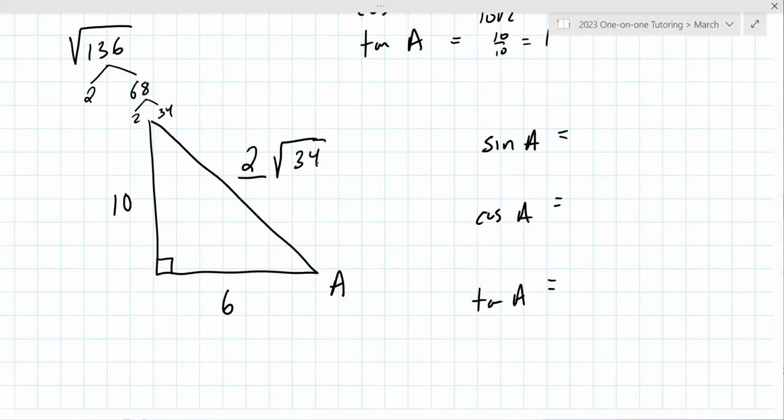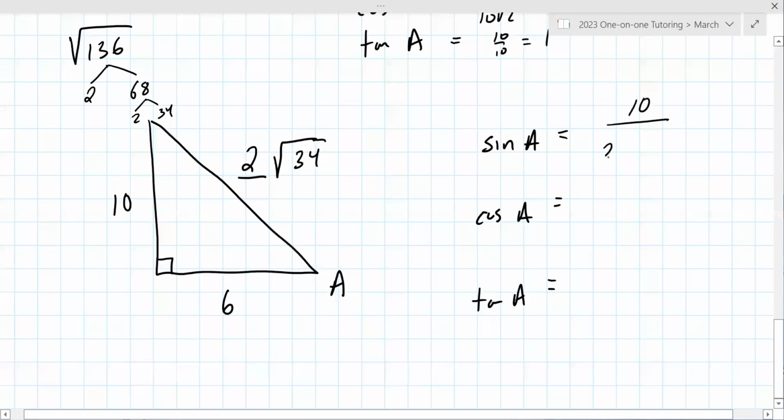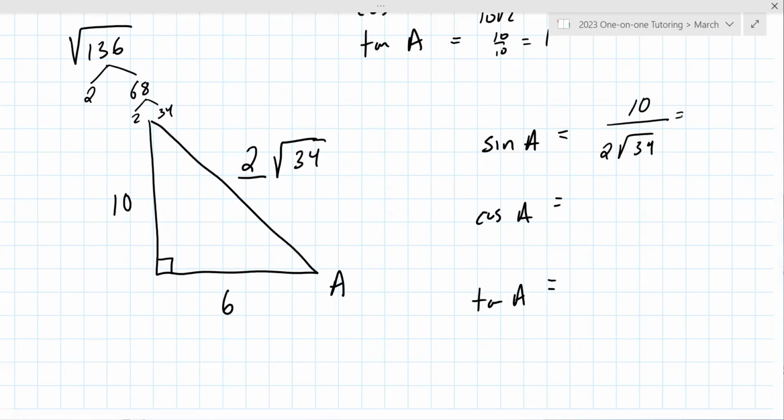Cosine 10 over 2 will be 5. Let's do sine first. There's a reason you want to do them in this order. That'll become clear later on. Cosine, okay, 10 over square root of 34. Reduce that to get 5 over square root of 34. And then I multiply both sides by that. It would be 5 square root of 34 over 34.